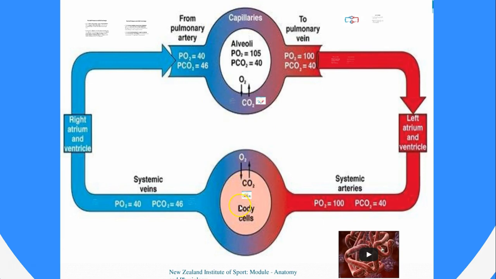So just to explain, here's the body, and here's the blood coming back from the body through the right side of the heart and out to the lungs. Here's the blood arriving at the lungs and the pulmonary arteries. Here's the pulmonary capillaries meeting with the alveoli inside the lungs. And then here's the blood leaving the lungs, going back through the left atrium, left ventricle, and getting pumped out to the body through the systemic arteries. And here it is reaching the body cells.